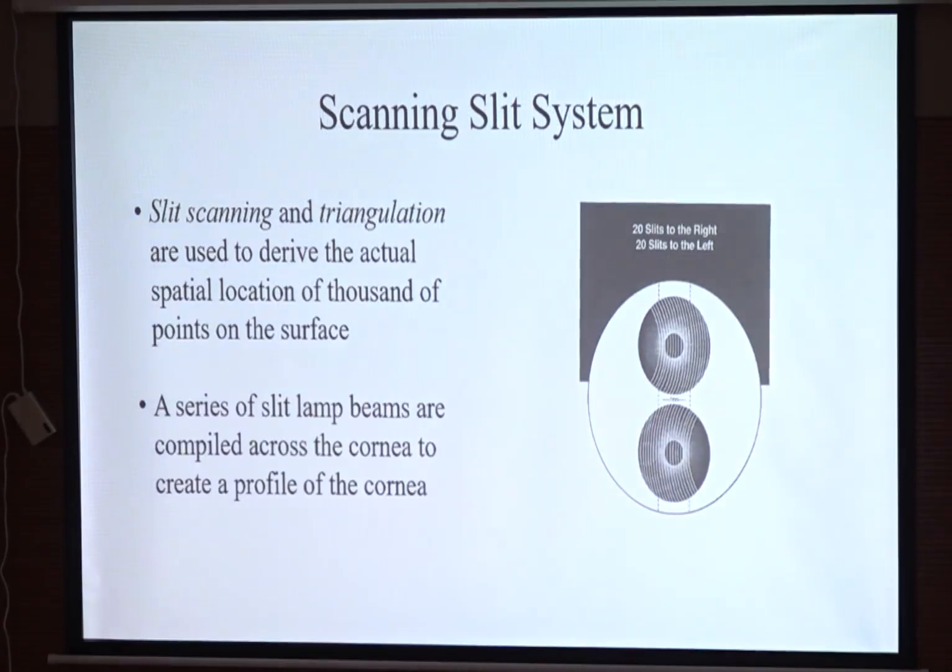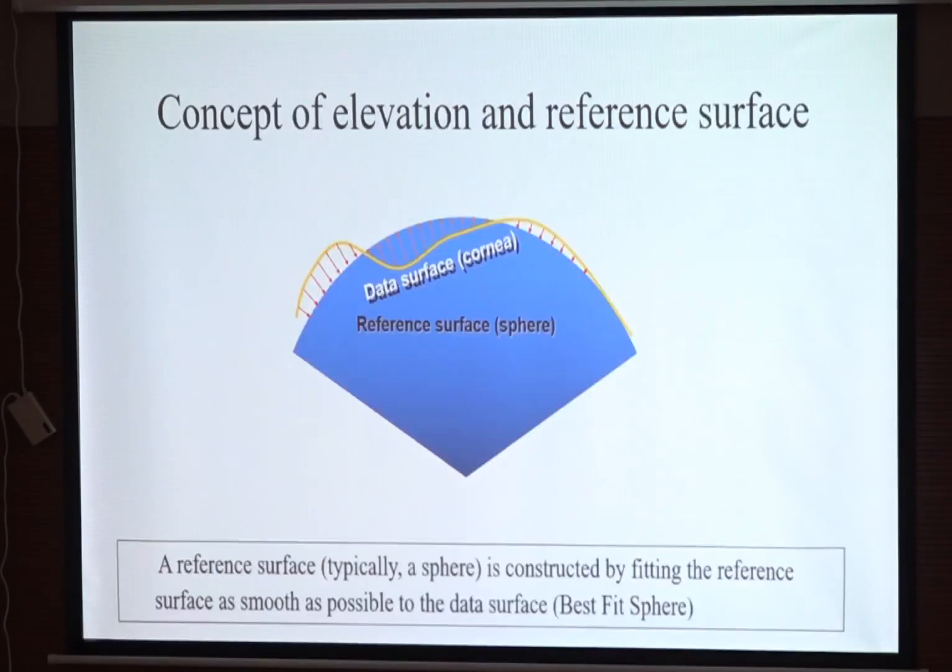The next is the scanning slit system, in which slit scanning and triangulation are used to derive the actual spatial location of thousands of points on the corneal surface. A series of slit lamp beams are compiled across the cornea to create a profile of the cornea. As you can see in this diagram, 20 slits towards the right and 20 slits towards the left are projected on the cornea, so a total of 40 slits are there.